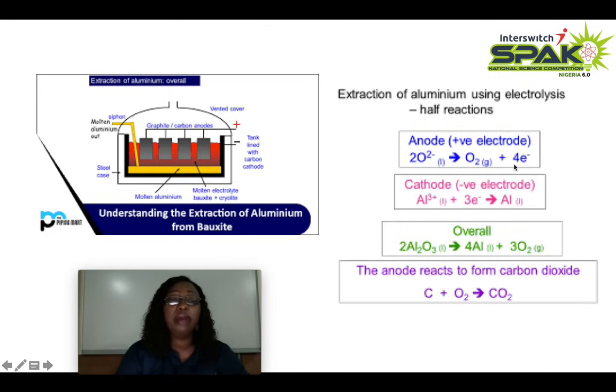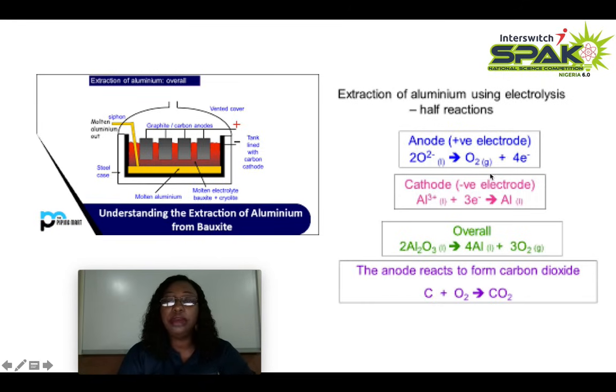Now you also remember, because the electrode is made up of graphite, the moment oxygen is produced, you realize that the anode, which is made up of carbon, will continue to deplete. Why? Because at high temperature, carbon and oxygen will react. So constantly, they will have to be replacing the anode with another graphite.